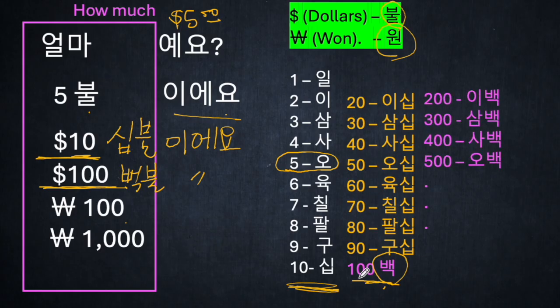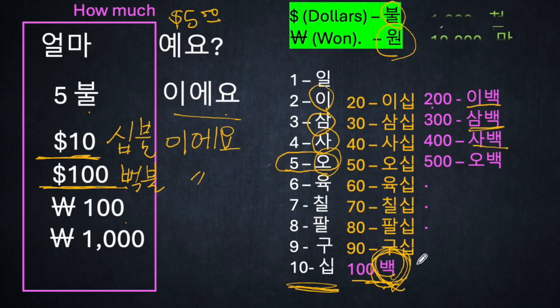How about this? Okay, then we need to go here. So how do you say 200? 200 will be 200. See, 200. How do you say 300? 300. How about 400? 400. 500? 500. On and on and on.